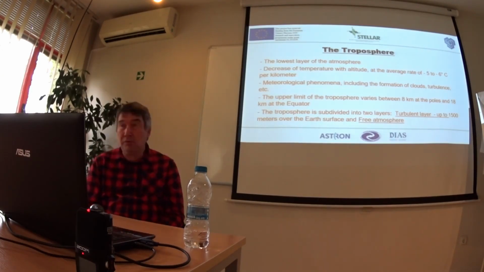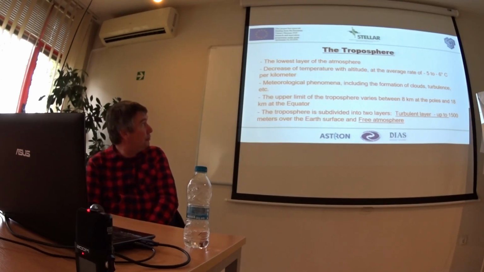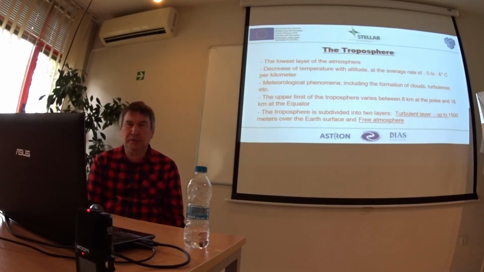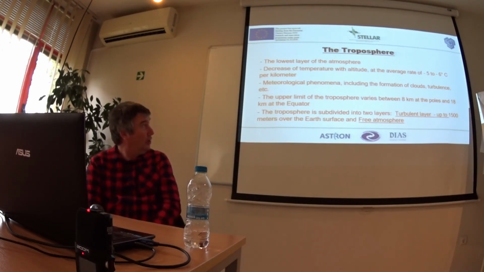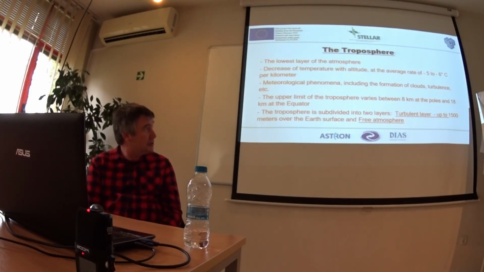Troposphere is the lowest part of Earth's atmosphere. In the troposphere, temperature decreases with altitude, and this decrease is 5 to 6 degrees per kilometer. There are meteorological phenomena in this layer of the atmosphere, like clouds, rain, turbulence.